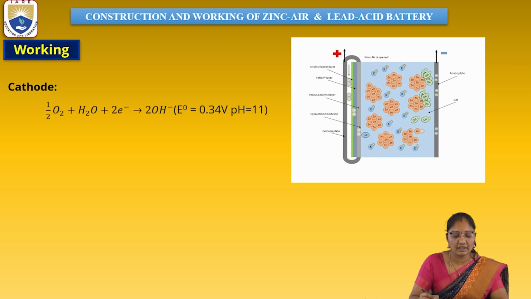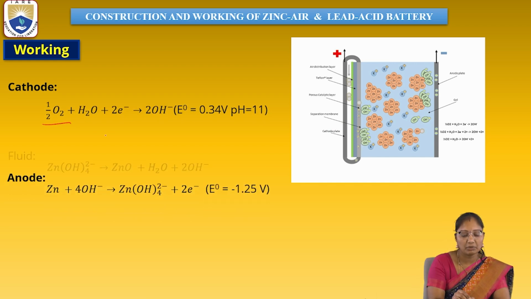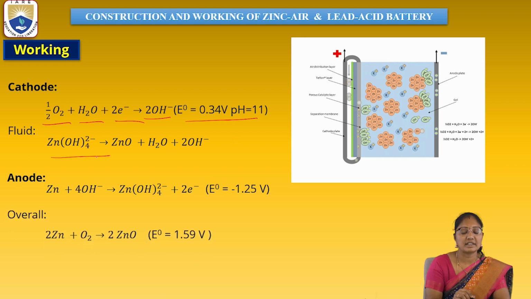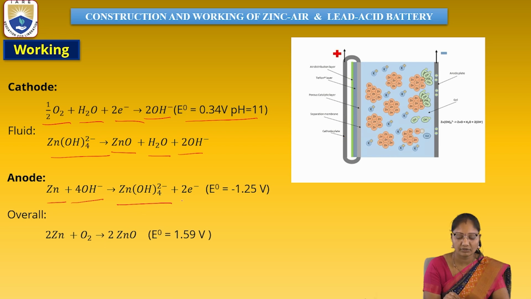So the working, if we see here at the cathode, oxygen molecule plus water molecule plus 2 electrons gives the formation of 2 OH minus ions. E naught is 0.34 volts. It happens at pH 11. So in the fluid, the zincate is going to convert into zinc oxide and water molecules plus 2 OH minus ions. Whereas at the anode, zinc reacts with the OH minus ions, forming zincate with the release of 2 electrons, where the EMF is negative, E naught is equal to minus 1.25 volts.